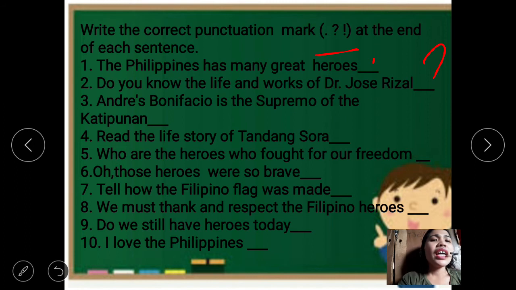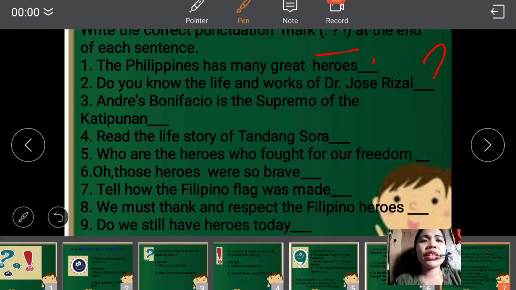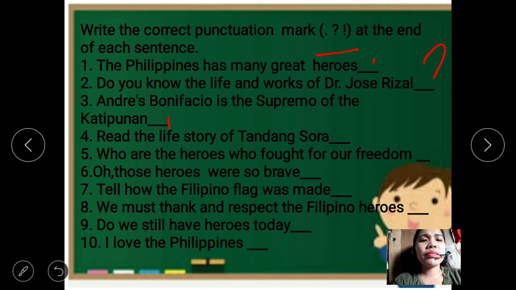And number 3, Andres Bonifacio is the supremo of the Katipunan. Okay, so period kasi kiniwento niya lang. Basta yung number 3 may period po yan, ha. Period yan, mga anak, ha. And number 4, read the life story of Tandang Sora. Still period, kasi nagko-command siya. Read, basahin mo raw yung kwento ng buhay ni Tandang Sora.